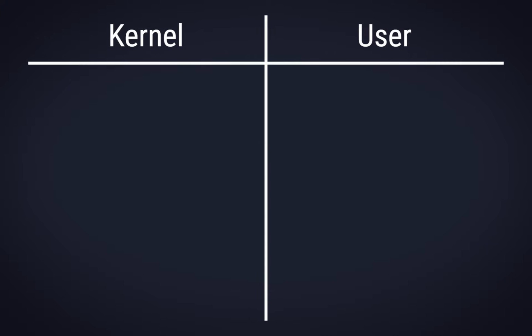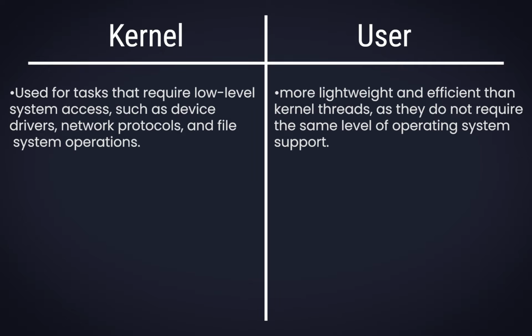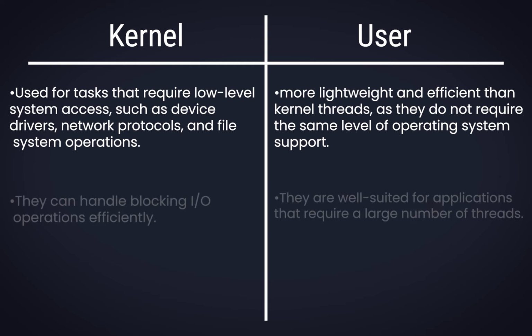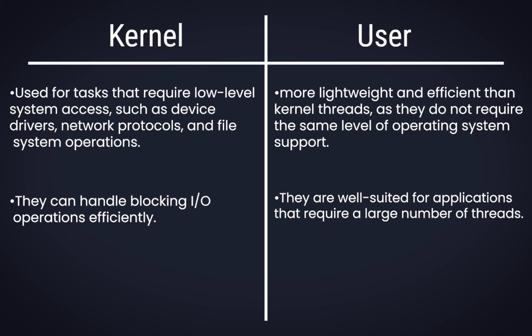Both kernel threads and user threads usage depends on specific requirements and constraints of the application. Here are some examples of how kernel and user threads can be used. Kernel threads are well suited for tasks that require low-level system access, such as device drivers, network protocols, and file system operations. On the other hand, user threads are more lightweight and efficient than kernel threads, as they do not require the same level of operating system support. Kernel threads can handle blocking input-output operations efficiently, as they can be put to sleep by the operating system and awakened when the input-output operation completes.